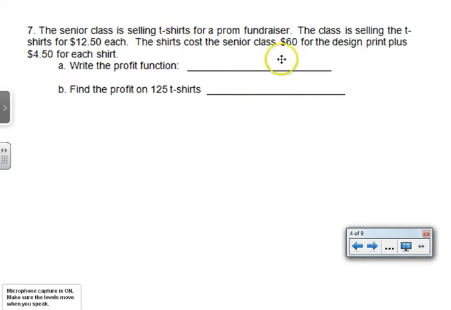Alright, we are selling t-shirts. The class is selling the t-shirts for $12.50 each. The shirt costs $60 for the design, plus it costs $4.50 for each t-shirt. So they want you to first come up with the profit function. Now profit we're going to designate as P of x.